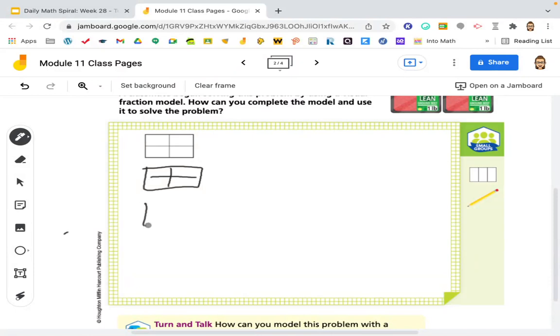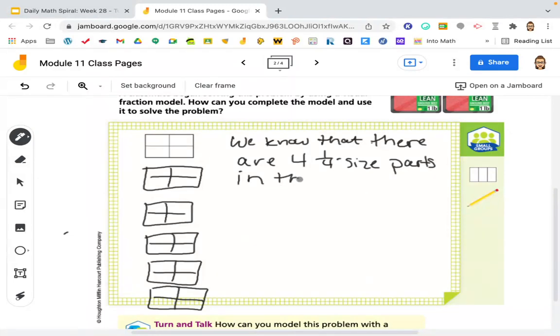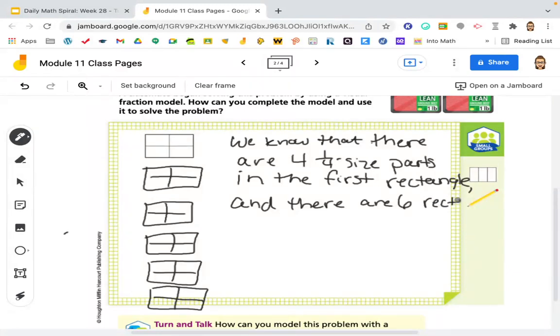So 1, 2, 3, 4, 5. So now we know that there are 4 1/4 size parts in the first rectangle. And there are 6 rectangles.